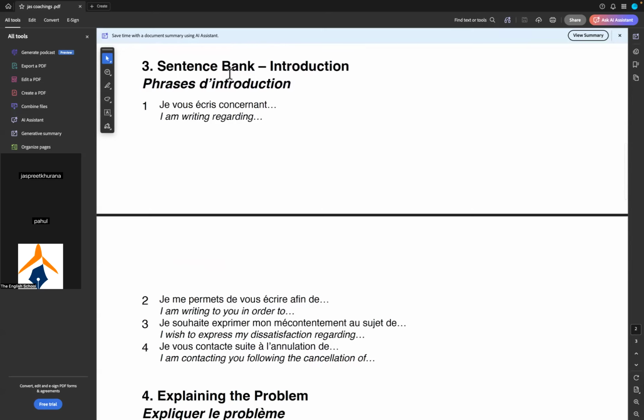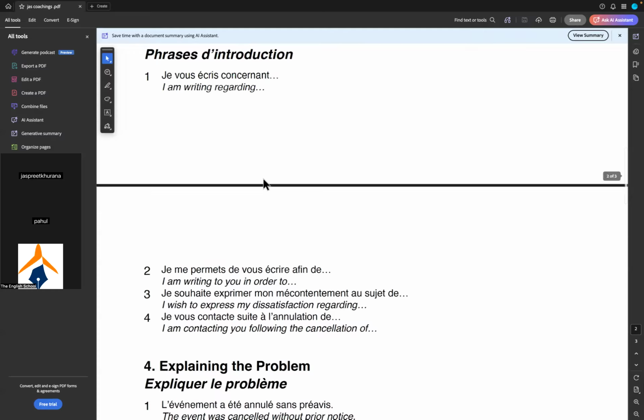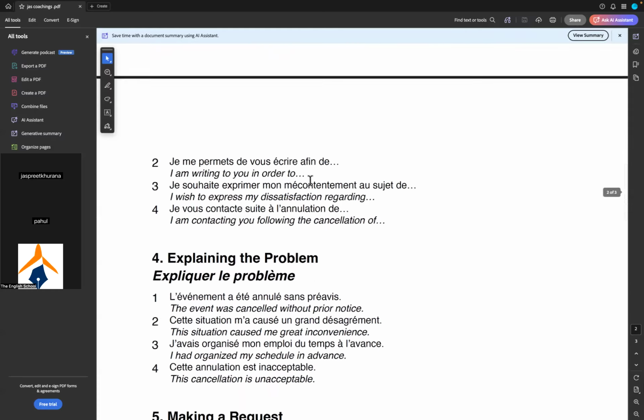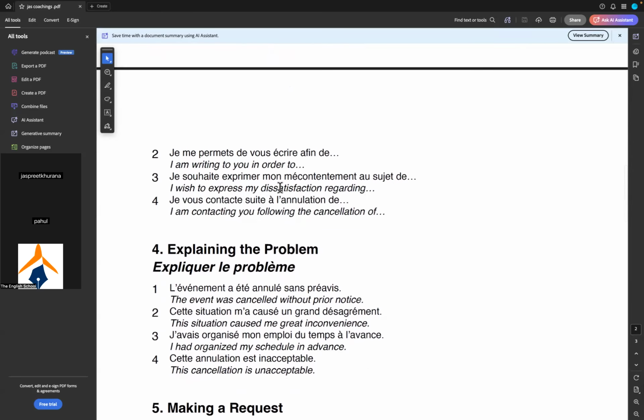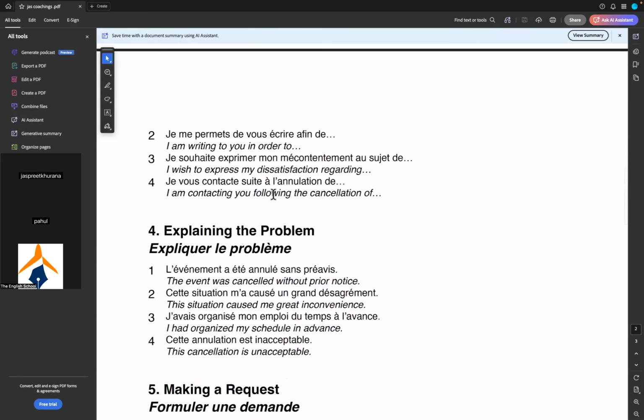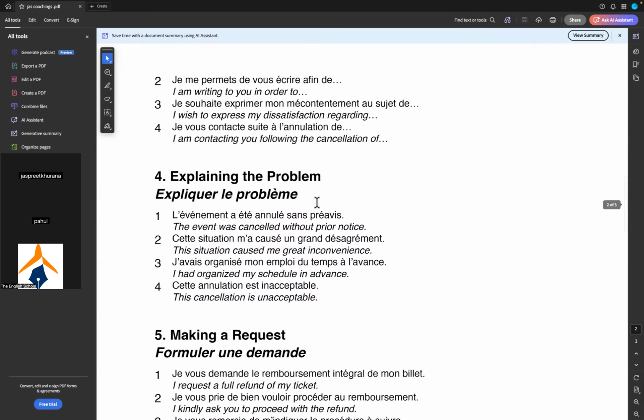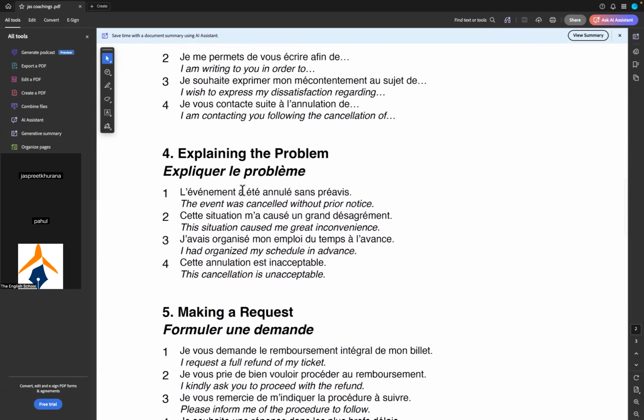Now, these are some sentence bank, a list of sentences. Je vous écris concernant. Je me permets de vous écrire afin de. Je souhaite exprimer mon mécontentement au sujet de. Je vous contacte suite à l'annulation de. Okay. Now, when you have to explain the problem, you can use these types of sentences.